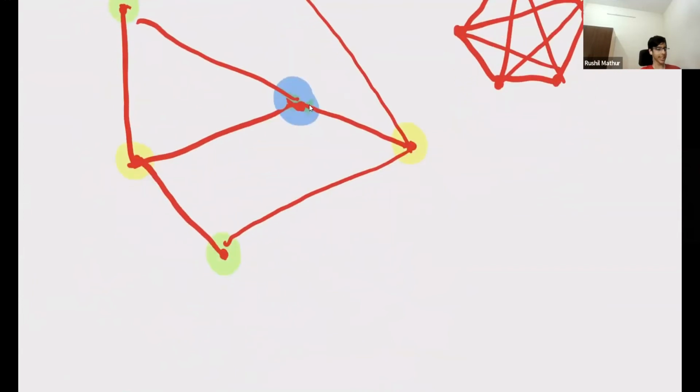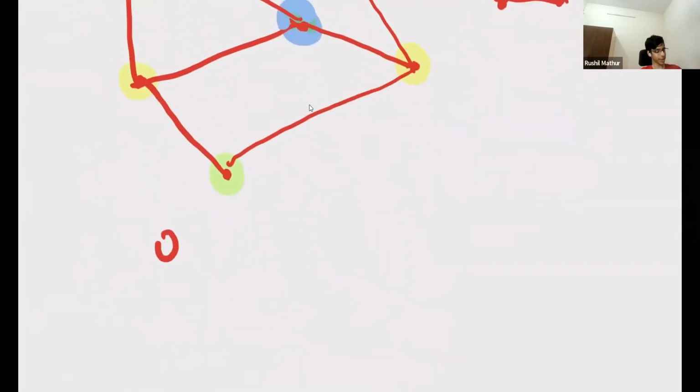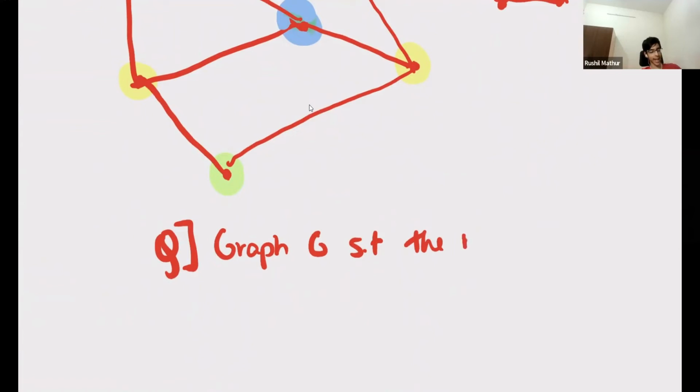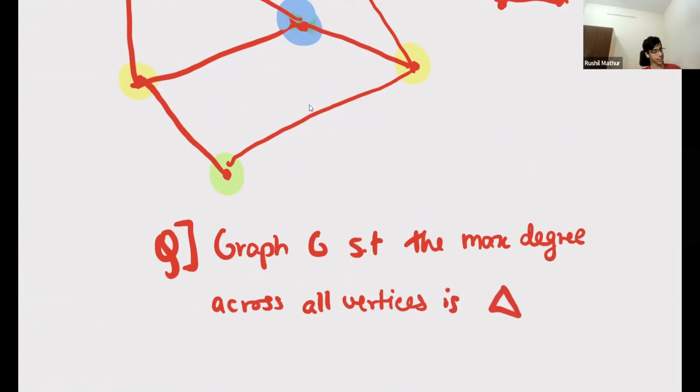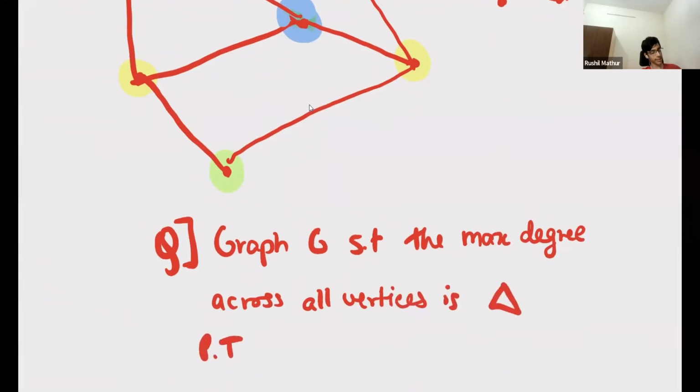In general, there is one interesting question which you can try to solve. Basically, if you have a graph G such that the max degree, again repeating what degree is, the number of edges which a certain vertex is connected to. Graph G such that the max degree across all vertices is delta.